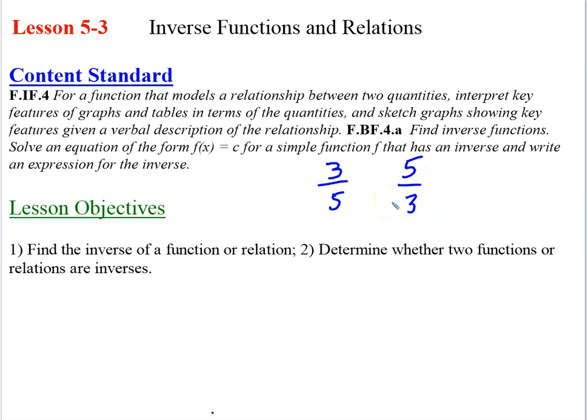Well, that idea of switching two different numbers, or in some cases two different variables, is key to what we're going to be doing in this lesson when we come up with the inverse function. So let me just jump right into an example, but keep in mind this idea of switching two different numbers or variables. It's going to come up quite a bit.